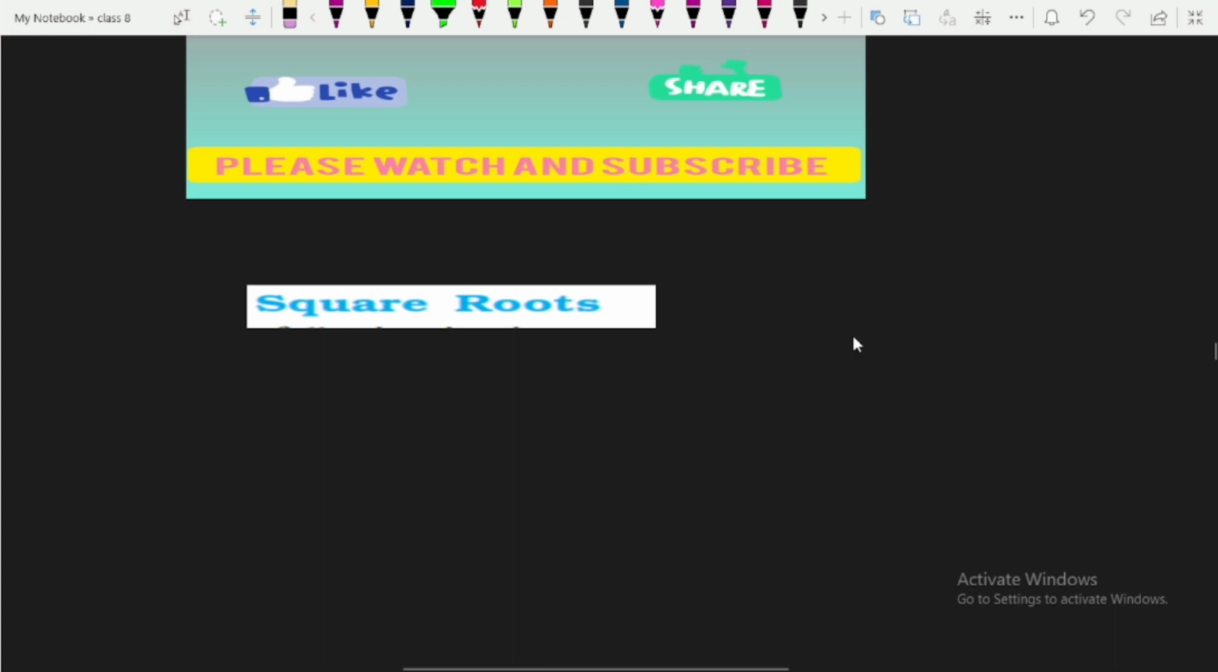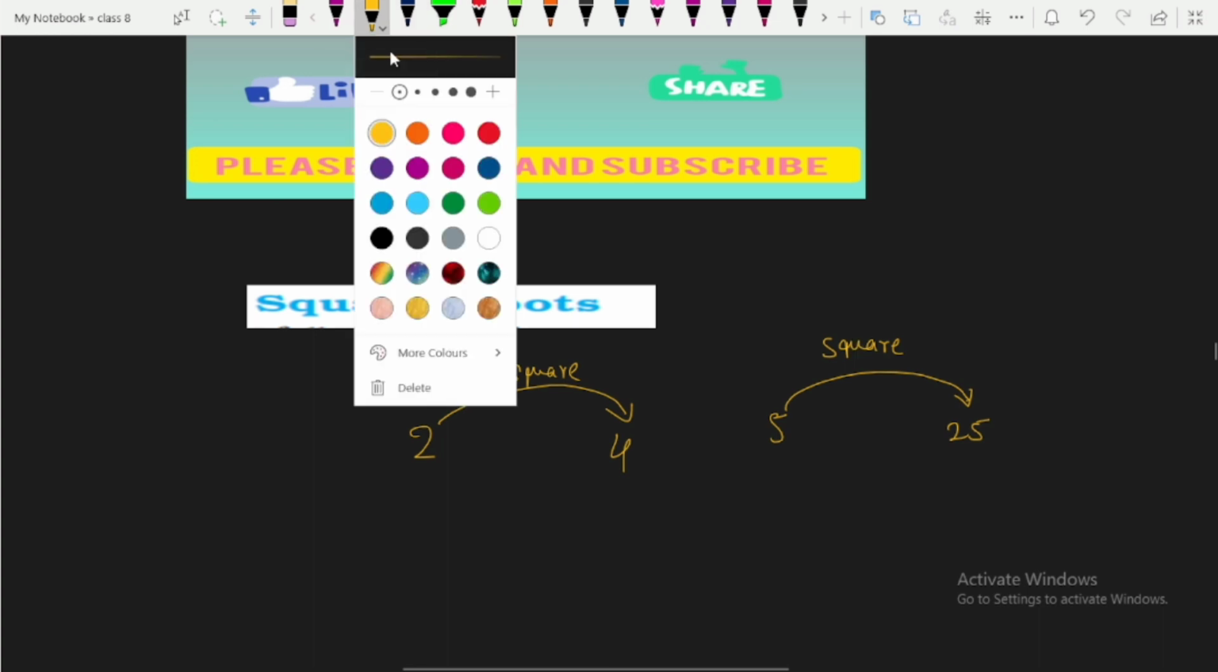For example, if 2 is a number and you want to find its square, you write 2 squared. 2 squared is 4. Similarly, if you want to find the square of 5, you do 5 into 5, and you get 25. This is a square. Now we are going to see square roots.